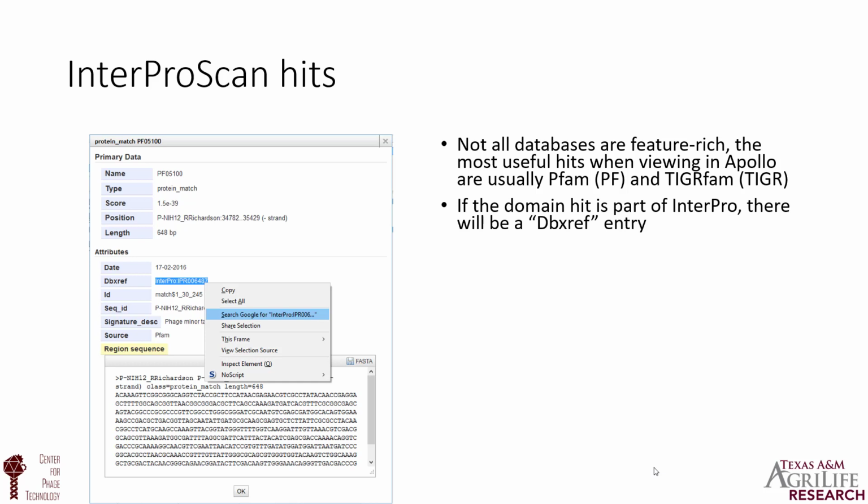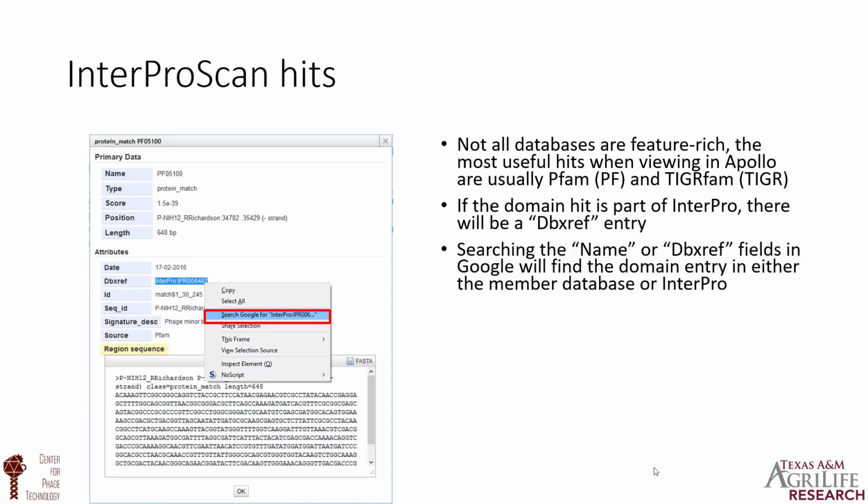If the domain hit is part of InterPro, there will be a dbxref entry which has an InterPro domain identifier. An easy way to get this is simply to highlight that text in the window with the mouse and right-click on it to search in Google. And that will then bring you to the InterPro entry at the InterPro website. You can then find out more information about the nature of that domain.